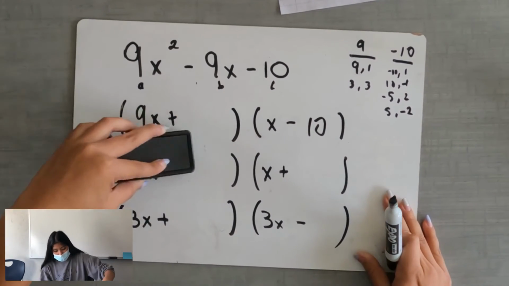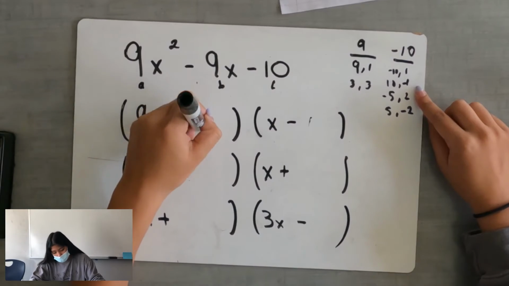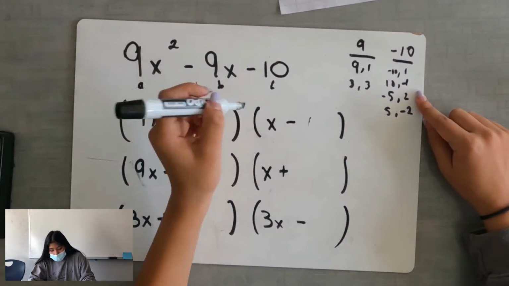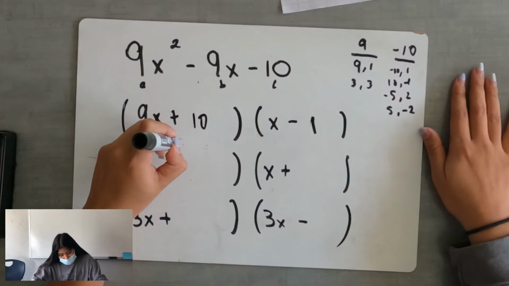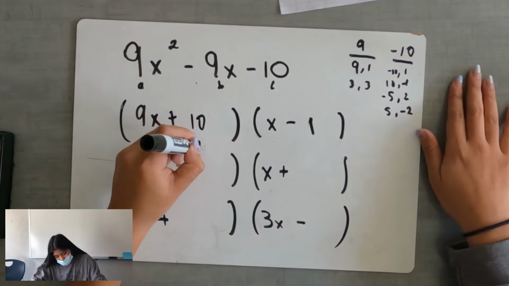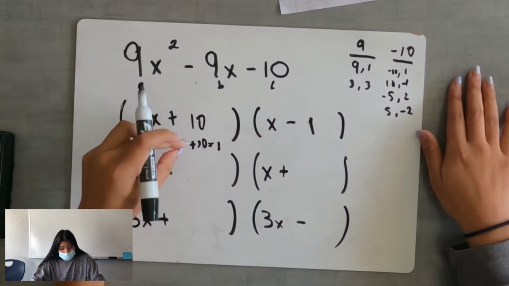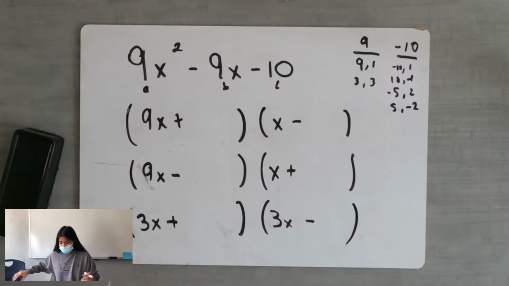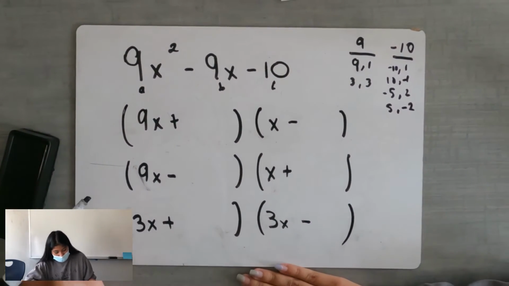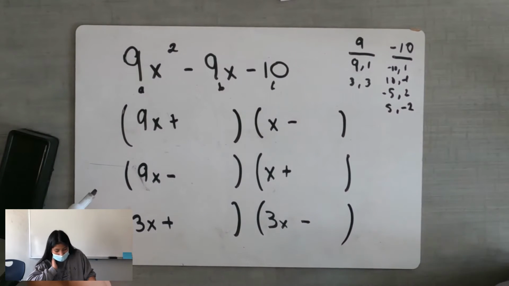Okay, then we can just switch these two numbers, and this is representing this one, so (9x + 10)(x - 1). 9 times negative 1 is negative 9, plus 10, which is 1, and that again does not equal negative 9. So since there are so many different combinations, we're not going to go through all of them, so you're just going to have to try different ones and see which ones work.